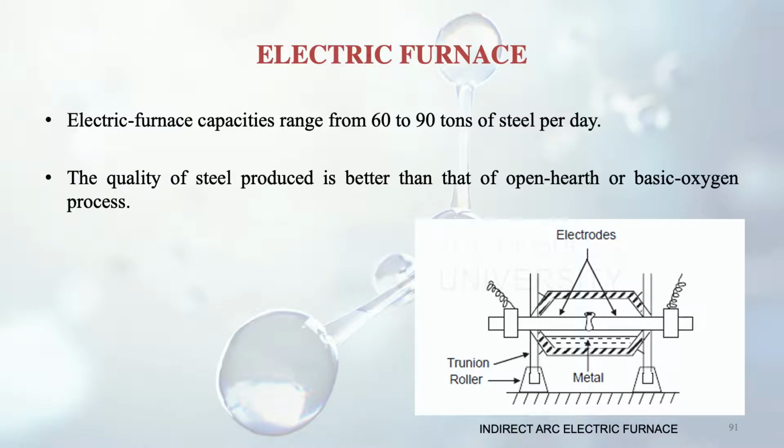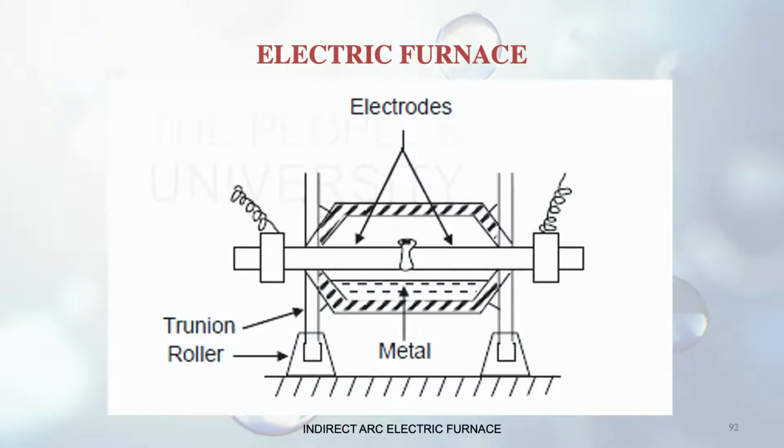And here in the figure is shown an indirect electric arc furnace. The first one which was shown was the direct electric arc. This one is the indirect one. As you can see in the figure, the electrodes are placed differently in this one as compared to the first one, which is the direct arc electric furnace. Then the third variety is also there, which is called the induction type electric furnace.